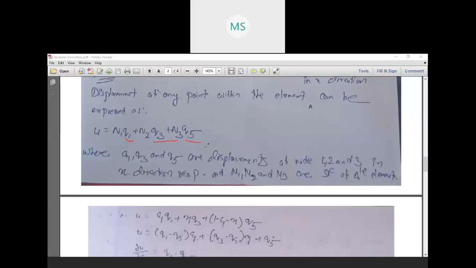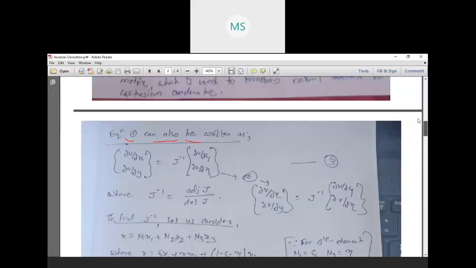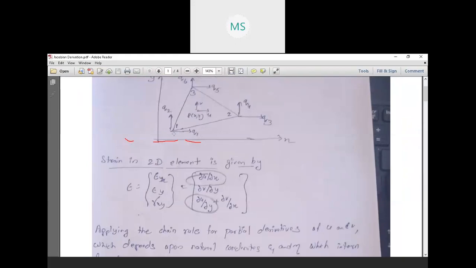What do 1, 3 and 5 represent in your diagram? If you check out this one, I will show you. In the diagram you can check out, in x direction, see it clearly. In x direction, q1, q3 and q5 is there.